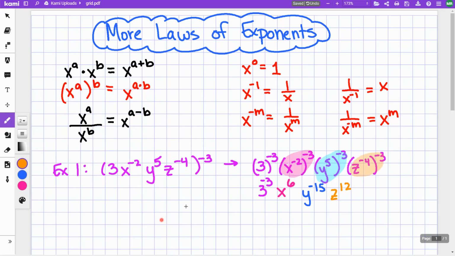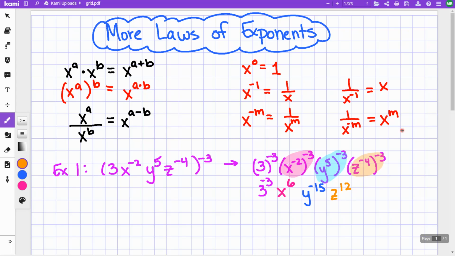So everything here was raised to the negative third. So my 3 to the negative third, I'm going to deal with that in a second. Here, power to power, I multiply, and this becomes a positive. Here, power to power, I multiply, this becomes a negative. And here, power to power, I multiply, and this becomes a positive.